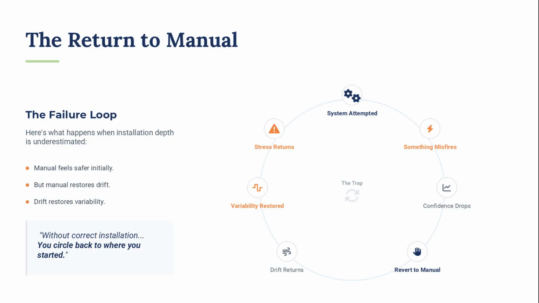So, the practice reverts. Follow-ups become manual again. Tracking becomes manual again. Decisions become reactive again. And once manual returns, drift returns with it. Variability follows. Stress reappears. And without realizing it, the practice completes the loop right back where it started. Not because the system didn't work, but because it wasn't installed deeply enough to hold under pressure.